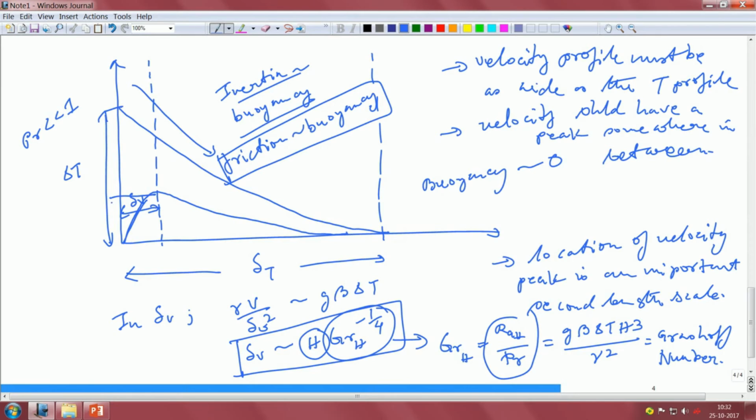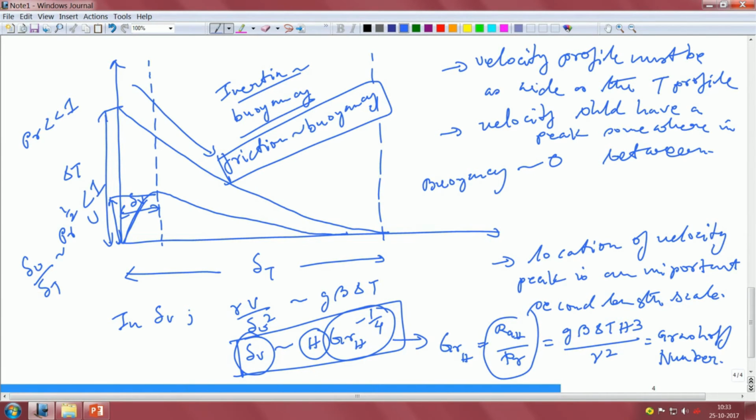So, it will peak somewhere there. This is your velocity scale, and that location of that delta V is given by the Grashof number. So, this has been our grand findings, so to say. And of course, your delta V by delta T, like we wrote before, is once again Prandtl number to the power of half, and this time it is less than 1. So, clear up to this particular part.